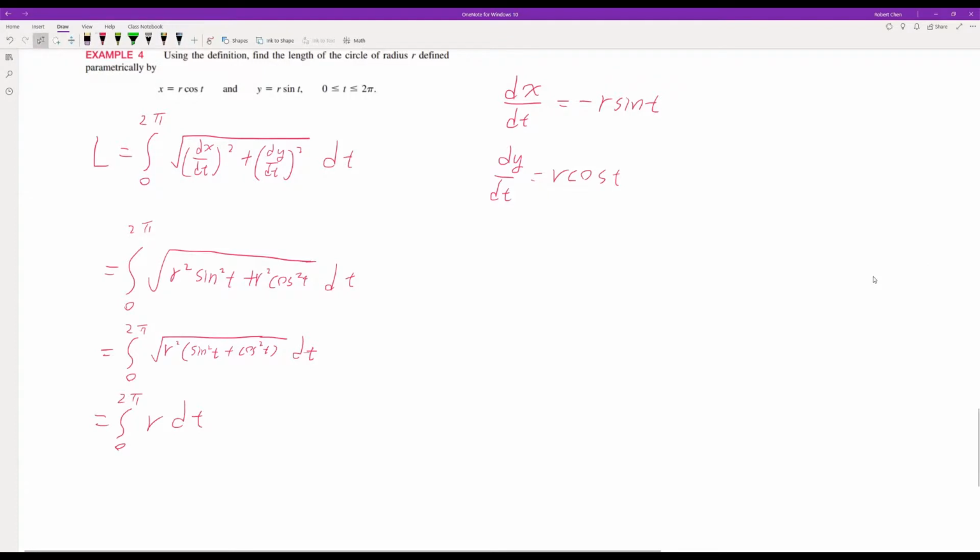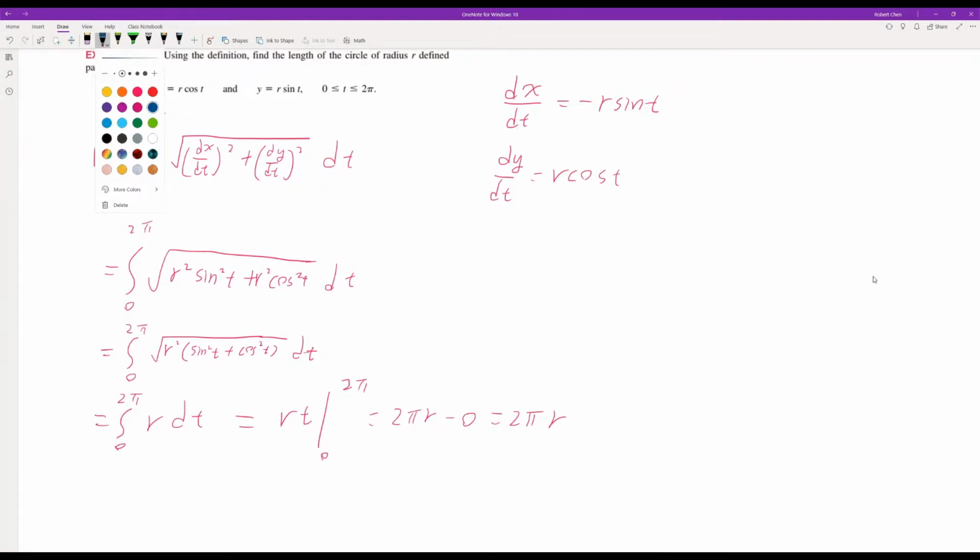So integrate that, I get r squared over 2 going from 0 to 2 pi, which gives us 4 pi squared over 2. Oh, sorry. Oh gosh, what am I doing? I just said that r is a constant, so that'll be rt. I go from 0 to 2 pi, so that'll just be 2 pi r minus 0, which is 2 pi r. And 2 pi r is essentially the formula for the circumference of a circle, proven parametrically.